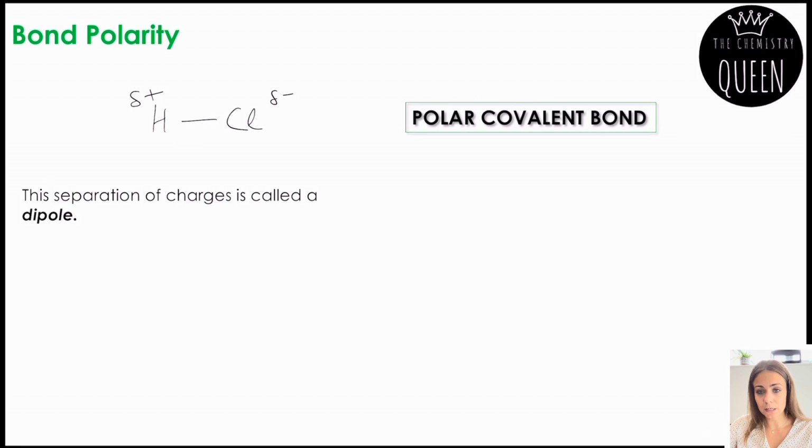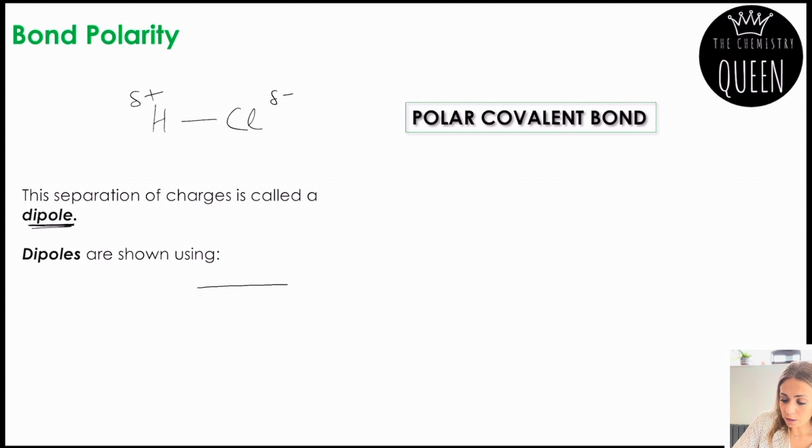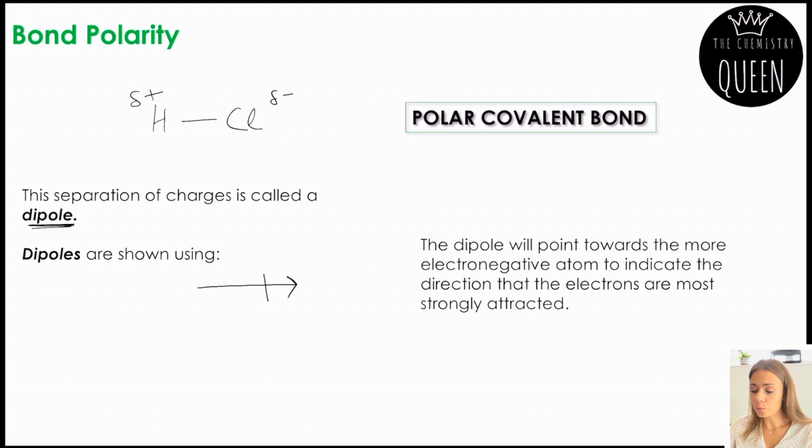We can actually use another term to describe the uneven distribution of the charge, and this separation of charges is called a dipole. You've probably heard that phrase before, dipole. It's very similar to partial charges, but we can use an arrow to show the direction of the dipole, or the direction of the negative charge. The arrow that I've just drawn here with a little line through it represents a dipole, and it's showing us the direction of where the electrons are lying more towards. So the dipole will point towards the more electronegative atom to indicate the direction that the electrons are most strongly attracted. And this is really important when we look at molecules and determining what kind of intermolecular forces are acting between those molecules.